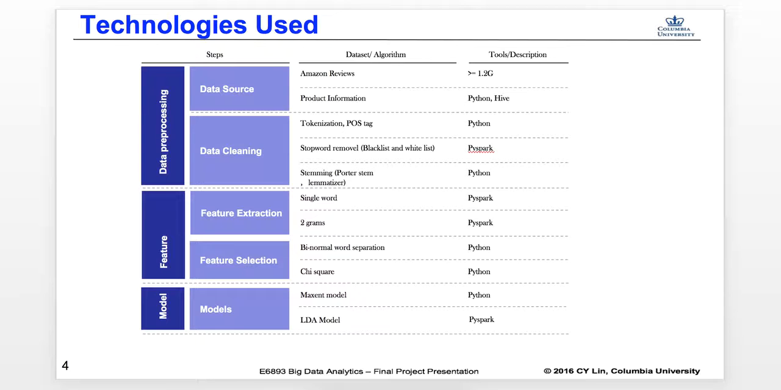Here is a summarization of the technologies we use in this project. The system is mainly programmed using the PySpark environment, and the user interface is built on the Jupyter Notebook connected to PySpark. We also use Hive to summarize the information from the reviews, and also use Python to scrape the product information from the Amazon website.